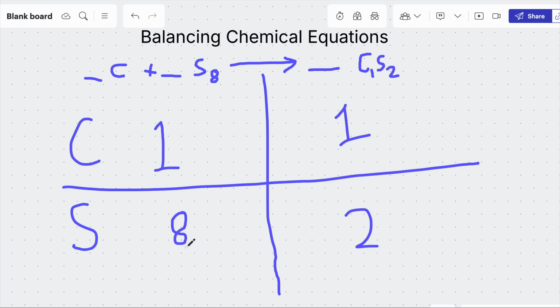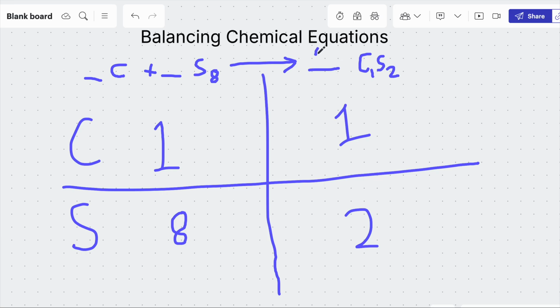So right now, our C's are good, our S's are not. This side is lower, so we'll want to fix our S's on the right side. We want 8 in total, and we have 2 in every one of these. So we want to figure out what we need to multiply by 2 to get to 8. Give you a second to think about that. You can pause the video if you want.